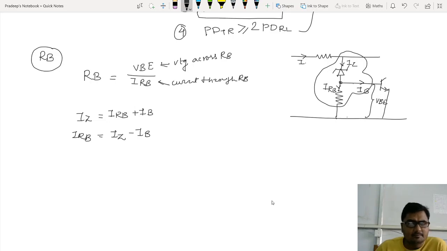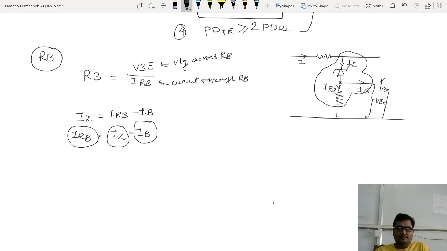Look at this, IZ minus IB. But generally, by following this method, what is the problem that arises? IZ minus IB, and we assumed IZ is equal to IB, then IRB will be 0. Anything divided by 0. Look at this. This IRB is equal to what? IZ minus IB. But roughly we know that IZ is approximately equal to IB. It means this minus this becomes 0. So this IRB will be 0.